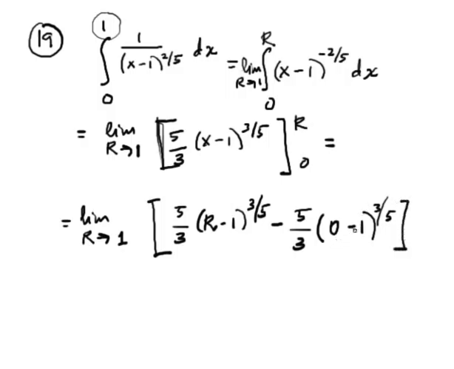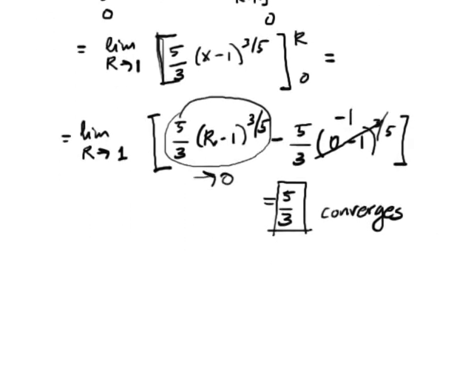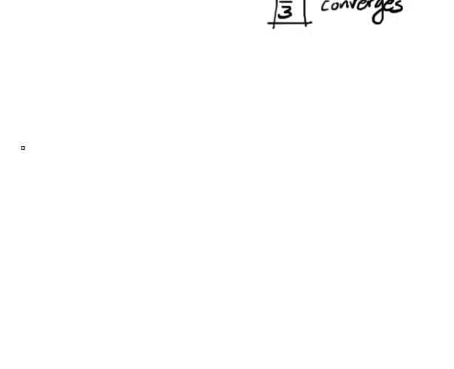Okay, now what do we have here? Here, this is 0 minus 1. This is minus 1 to the 3/5, which is minus 1. And here, as r goes to 1, this goes to 0. Okay, so this whole thing is going to 0. So here we have minus 5/3, which is 5/3. So because this is finite, our integral converges. Okay, so far we have 2 examples that converge.